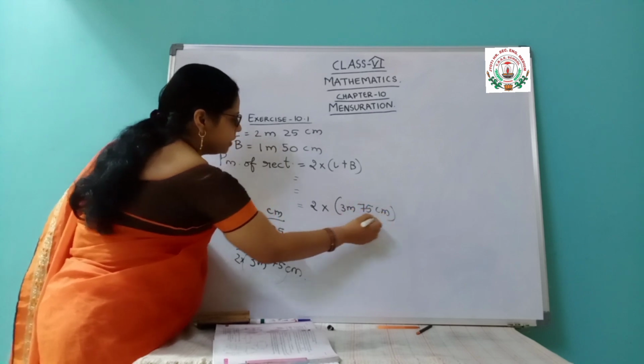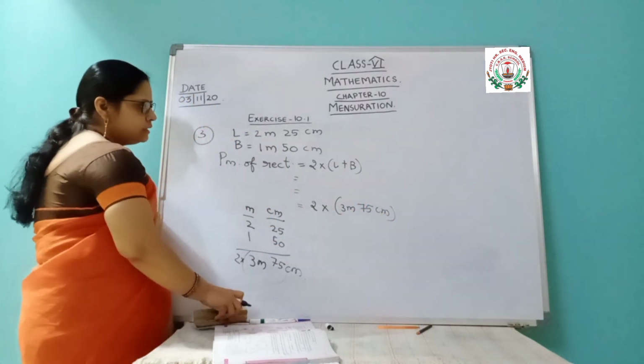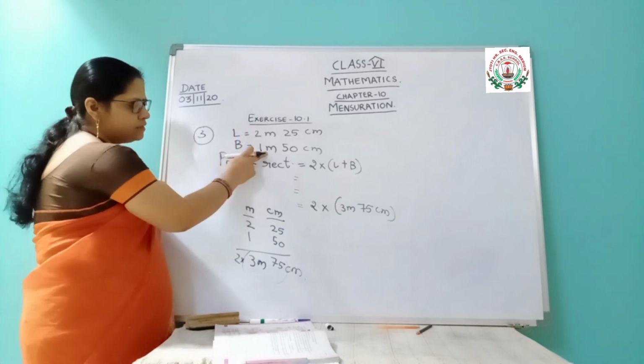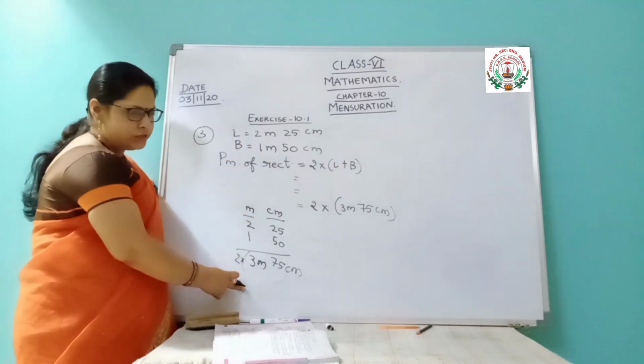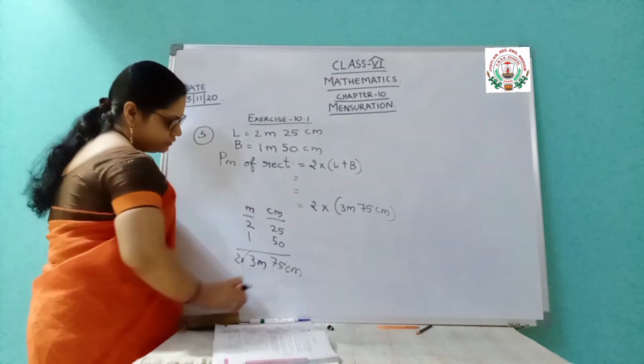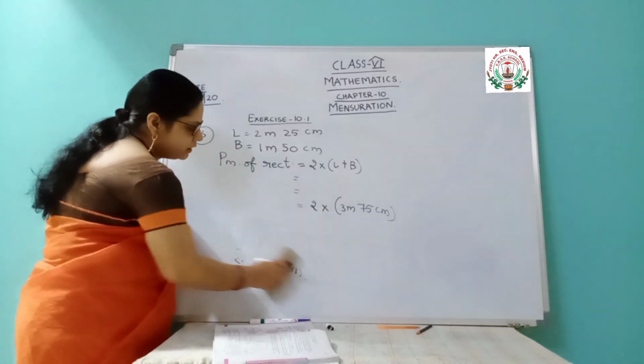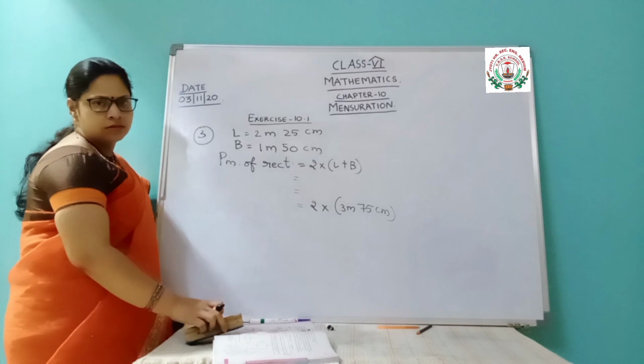Up to here you understood how we got this length and breadth. This is the length, this is the breadth. That too we have added. In this way you are going to do the addition. So in this way we got this much answer. Now further, how to multiply this.